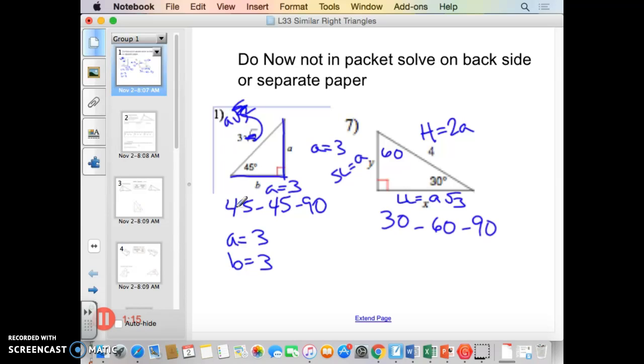So if I know my hypotenuse is 4, that means that 2A equals 4. So I'm just going to split it in half to get 2. So now I know that side Y equals 2, because this is the short leg, okay? And now I know the long leg, or in this case x, is going to equal 2 times the square root of 3. And those were the shortcuts we learned yesterday, about the 45, 45, 90, and the 30, 60, 90.